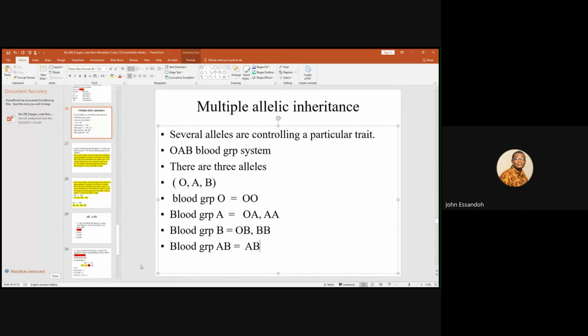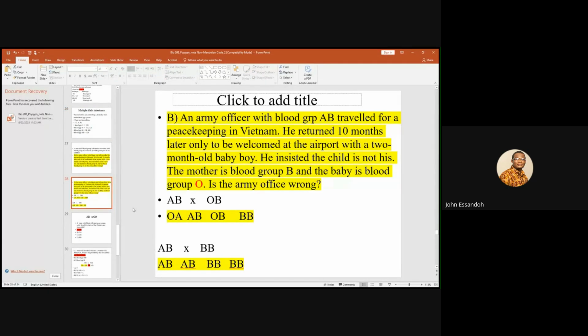So in the investigation, we did both to prove a case. So if you are blood group B, your genotype could be OB or could be BB. So there are two possible genotypes you could have, right? Okay. I was doing AB multiplying the B first, and then AB multiplying the O. That's why I'm asking this question.